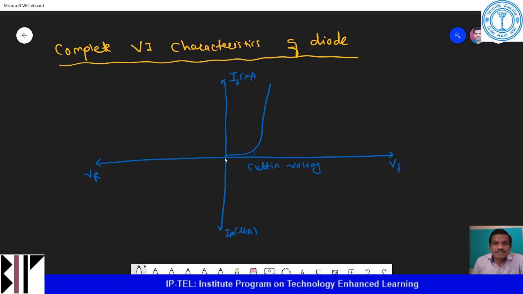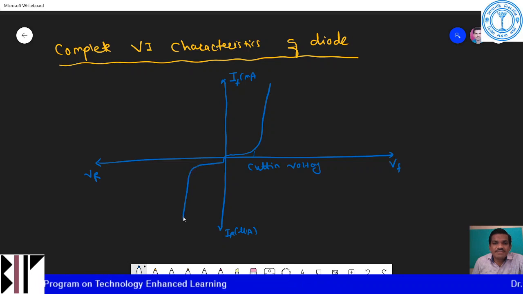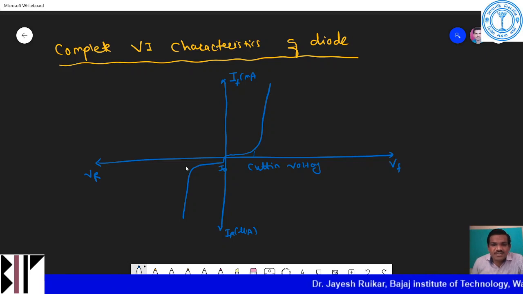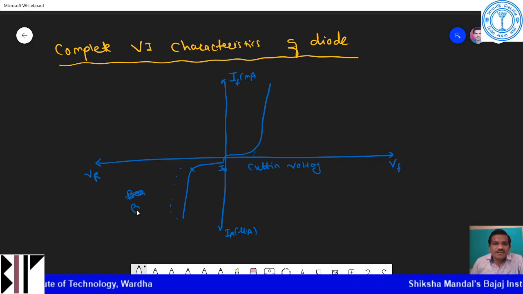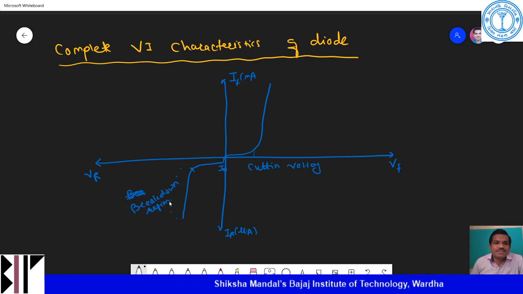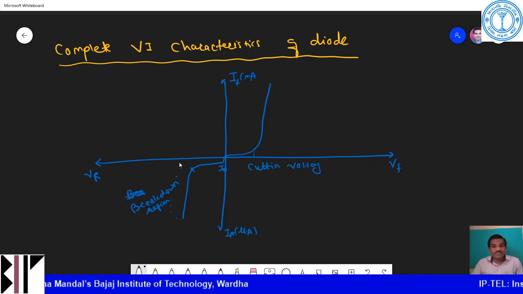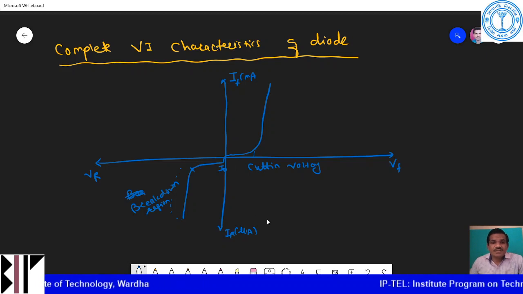Then it increases slightly, and then it gives the steady state value, and then it rapidly increases. So this is my I0, or reverse saturation current. This total region is called the breakdown region, because here your diode breaks down after a certain breakdown voltage. And that is the complete diagram.